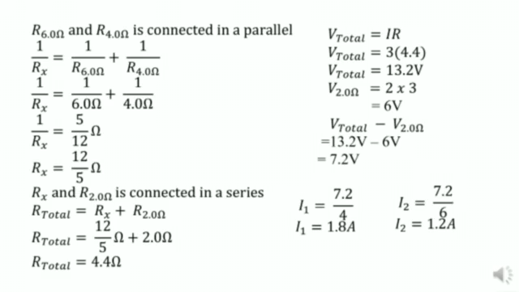So we use this voltage divided by each of the resistances, which are 6.0 ohms and 4.0 ohms, to find out I1 and I2. So the answer of I1 is 1.2 ampere and I2 equal to 1.8 ampere.